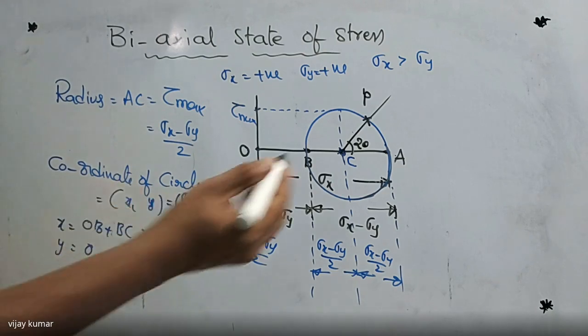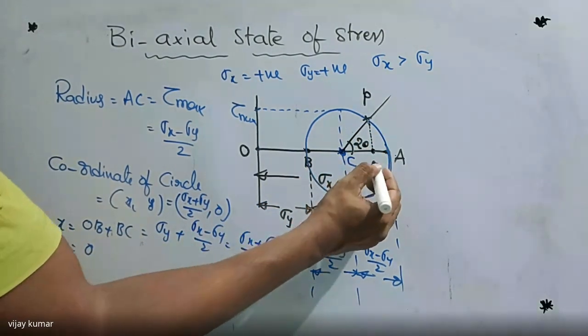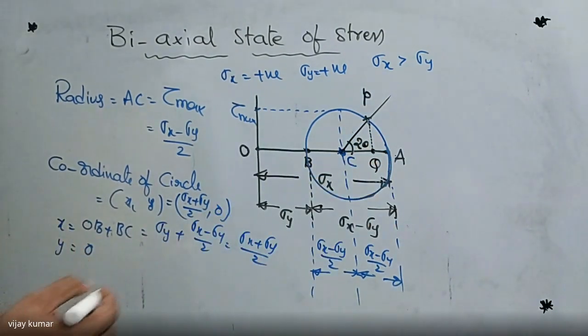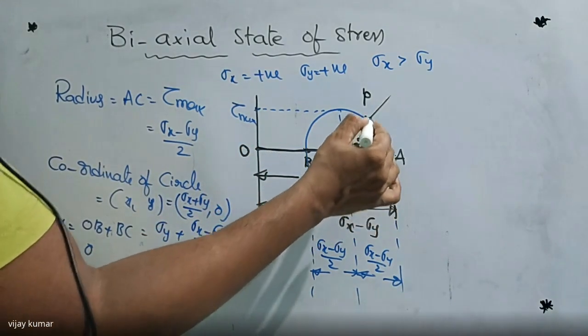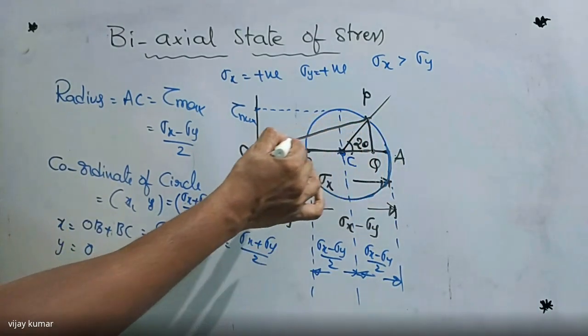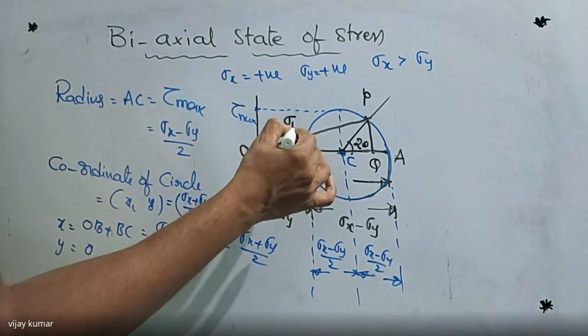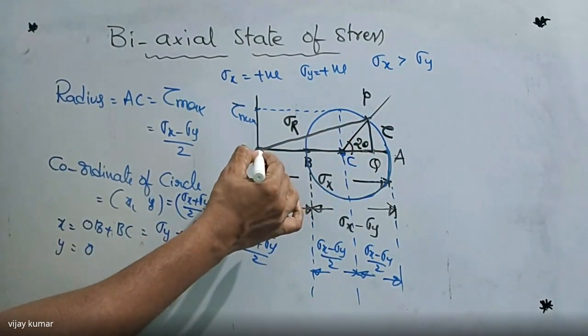Now, if you draw one vertical line from point P onto the horizontal line, this is Q. From here, this is entirely the normal stress, and this one is the shear stress. If you join these two, we get the resultant stress. This is the resultant, this is the shear, and this one is the normal stress.